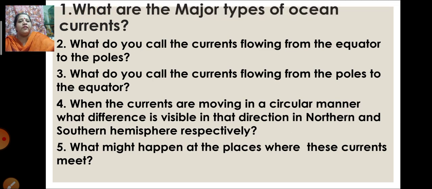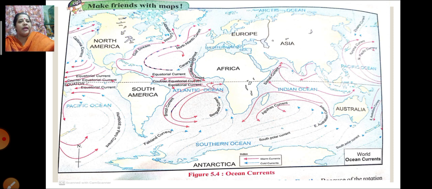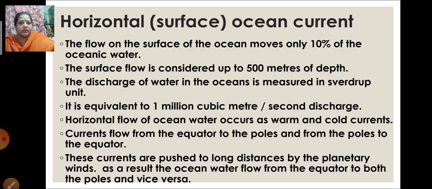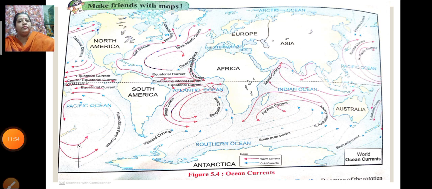Then here we have learned about the map which was showing the cold currents and the warm currents. Then we have learned about the horizontal movement of the ocean currents, that is only about the surface water of the ocean. This is what we have learned till now in this lesson. Okay, children. Now the next.